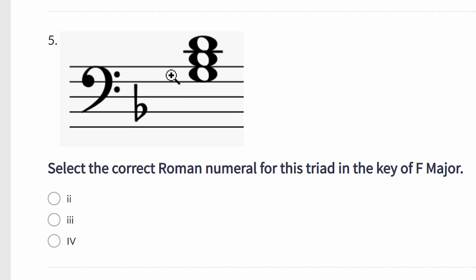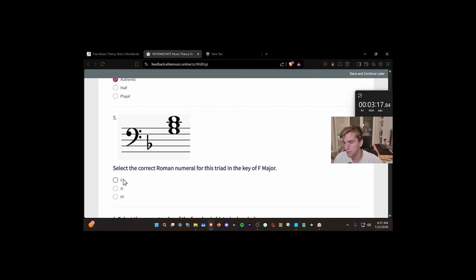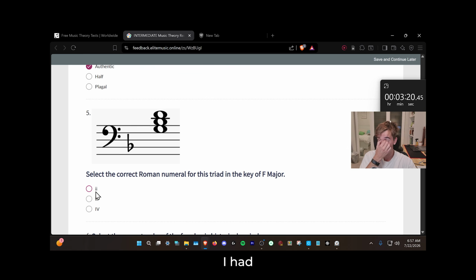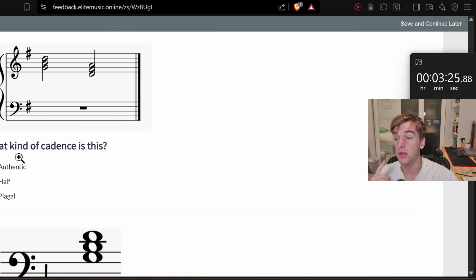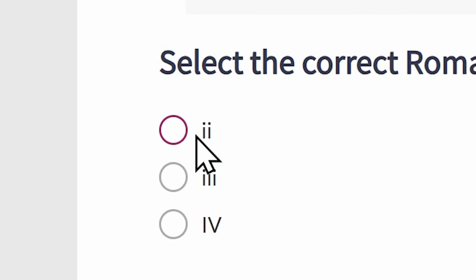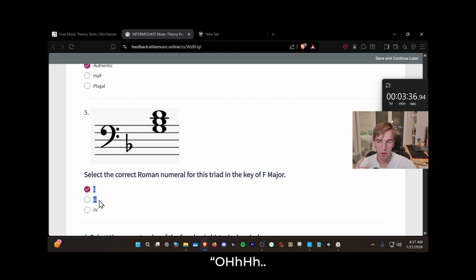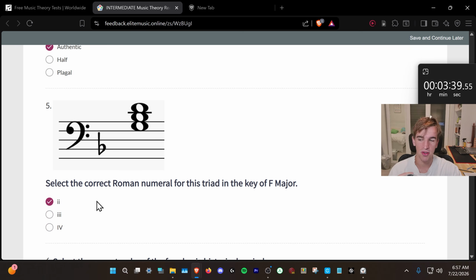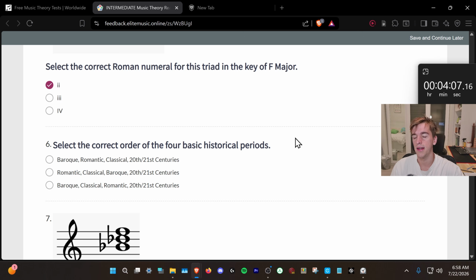Okay, select the correct Roman numeral for this triad in the key of F major. Okay, that's easy. So it's E, G, B flat, right? Oh my gosh, I just remembered this. If you didn't know, when the Roman numeral is lowercase, it means minor, and when it's capital, it means major. So don't think that they have a typo. They made these small and these big on purpose. That's why, because I was like, this is minor. And it is. It makes the most sense. It's definitely not major. The correct order for the 4 basic historical periods. Oh, heck nah. Okay.